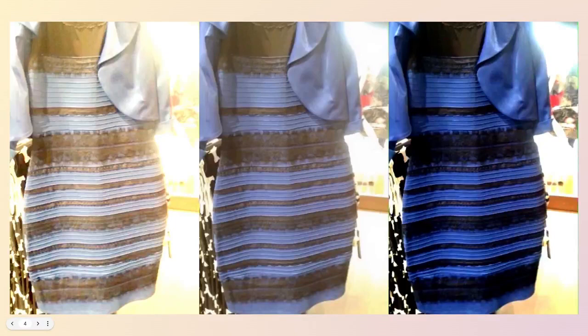So a common example is this dress that went viral a few years ago. Some people saw it as blue and black, and others saw it as yellow and white. So this kind of difference in perception makes it hard for artists to identify the actual colors used in an artwork.